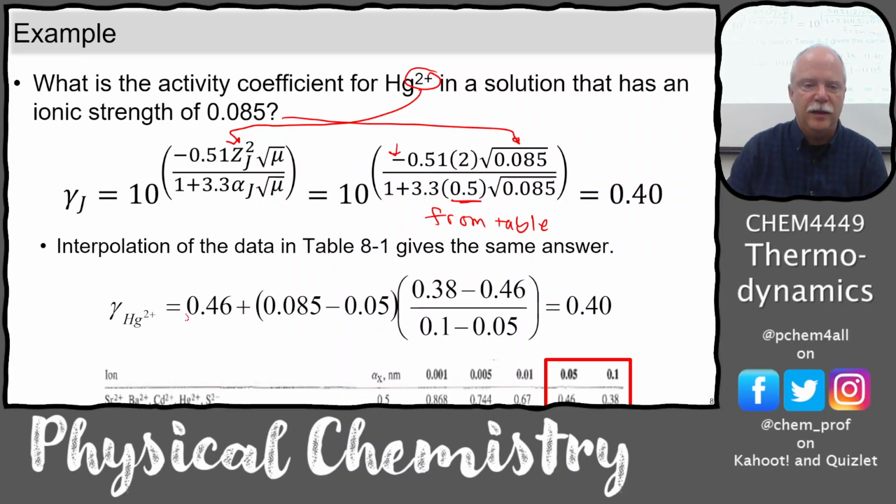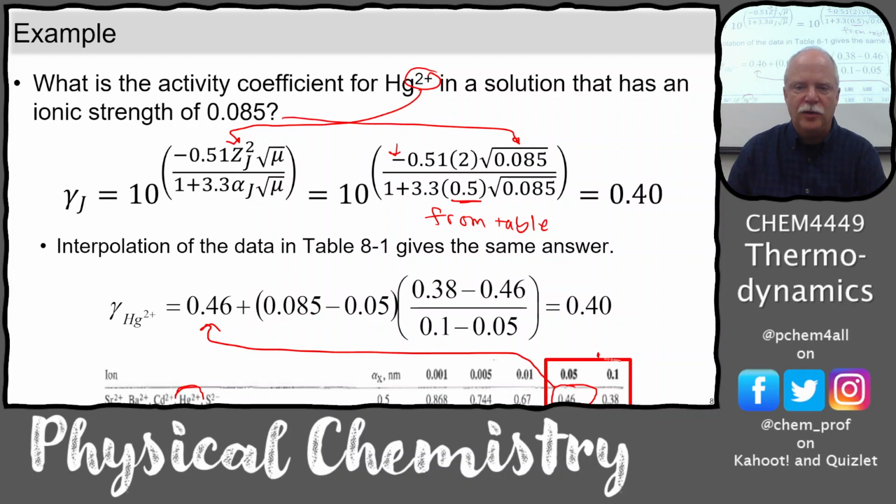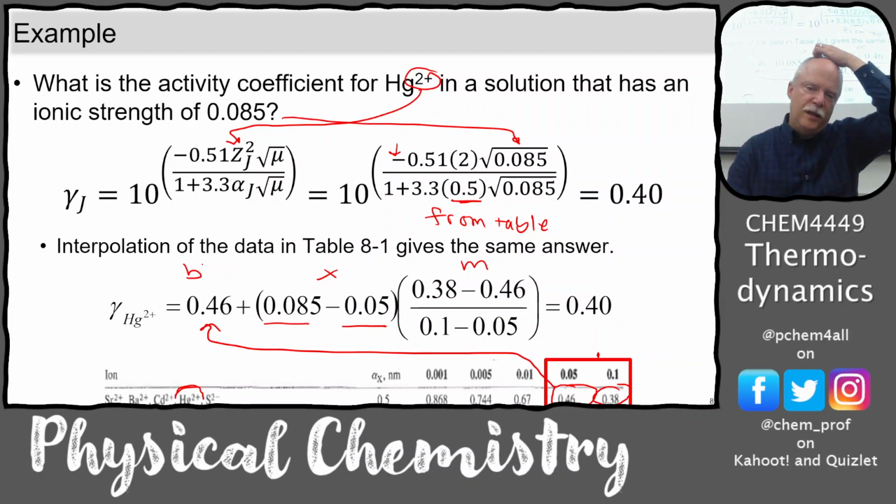If you wanted to use the interpolation method, here's mercury 2+ down here. We are at 0.085, so we're between 0.05 and 0.1. We start out with the smallest piece, 0.46, which goes right here. And then how far over to 0.1 are we? Well, we're 0.085 minus 0.05. This is how you interpolate: how far am I over to the right column? That difference is how far I've moved towards the right column. And then this is the slope. 0.38 is the right column's value for gamma, and 0.46 is the left. So this is essentially M, this is X, and this is B. That's a linear interpolation. That's how you do these. And this would essentially be rise over run.